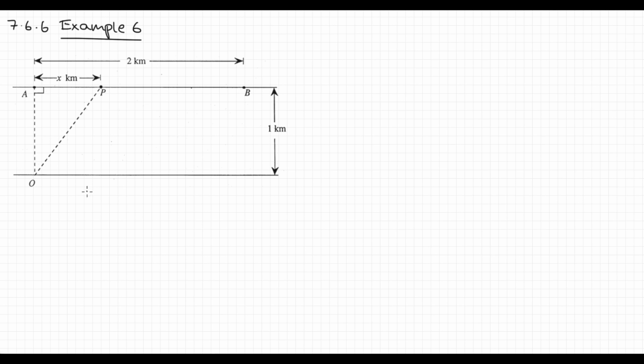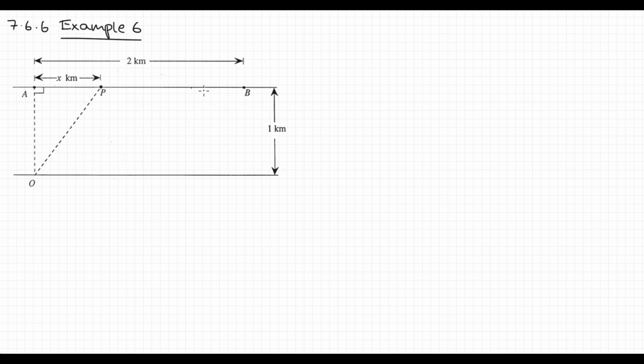Example 6, we've got a diagram that shows a straight section of a river, 1 kilometer wide. Adrienna is at the point O, and she wishes to reach a point B on the opposite bank. The point A is directly opposite O, and the distance from A to B is 2 kilometers.